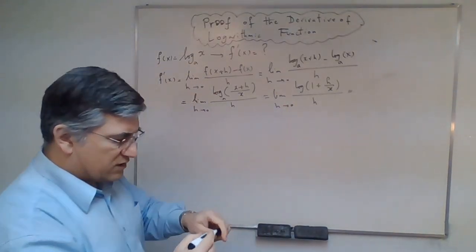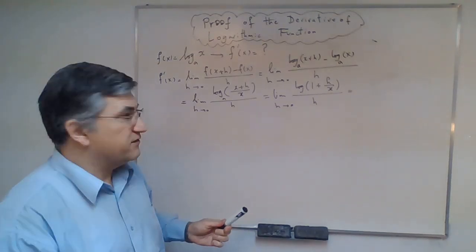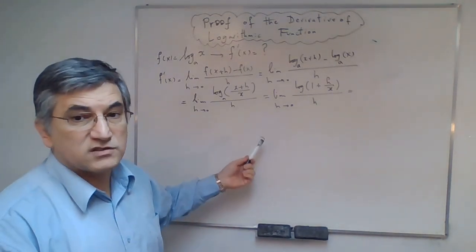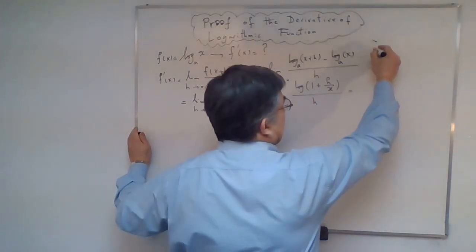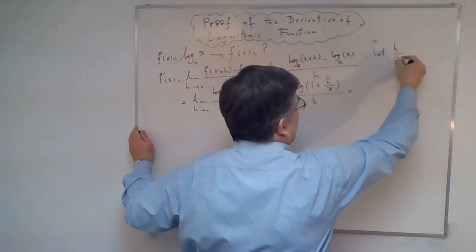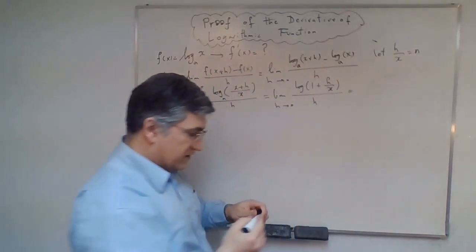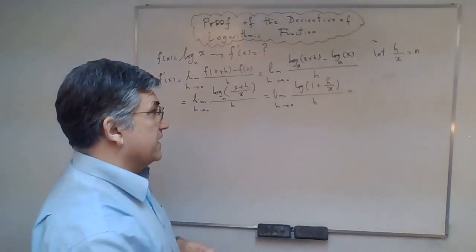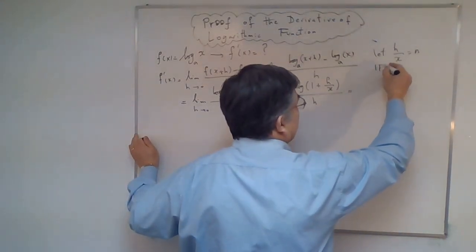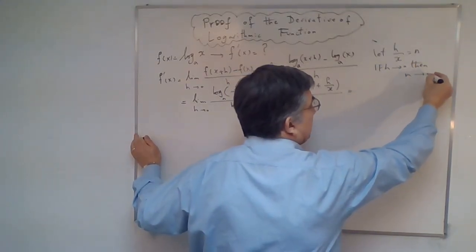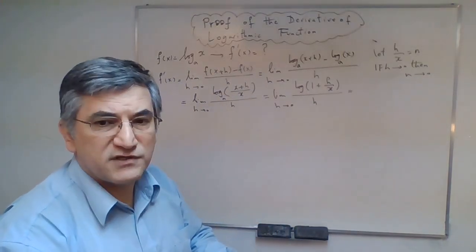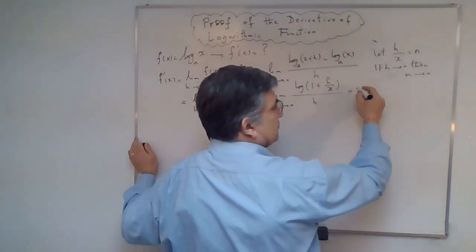Please note that h is the main variable and x is not the main variable here, because h is approaching 0, not x approaching 0. So here we're going to say let h over x equal to some new variable n. Okay, and then we're going to argue, we're going to say if h approaches 0, then n approaches 0 as well. We're changing the variable basically, not sending rocks to the moon.